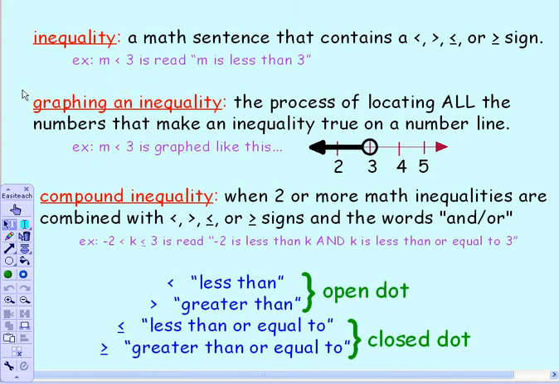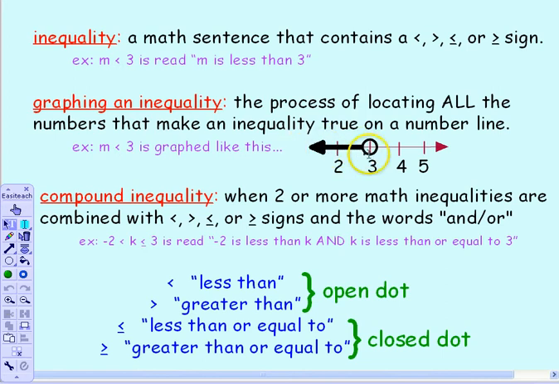Graphing an inequality is the process of locating all the numbers on the number line that would make that inequality true. So in this case, m is less than 3. We would put an open circle on the 3 because it's just less than. It's not including 3. 3 is not one of the solutions because 3 is not less than 3. It's equal to 3. So 2 is less than 3, so we need to put a dot on the 2. 1, 0, all these numbers, even all these numbers right up until the 3. So even if it's 2.999, we need to have that 2.999 included in the number line, in the solution set.